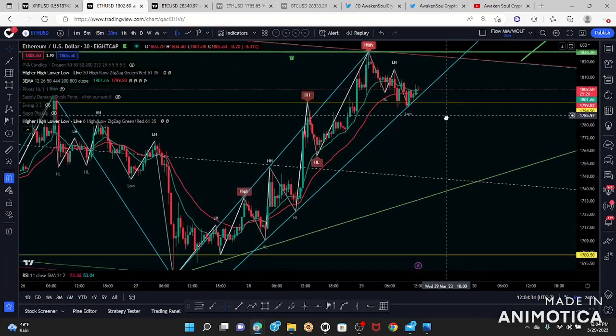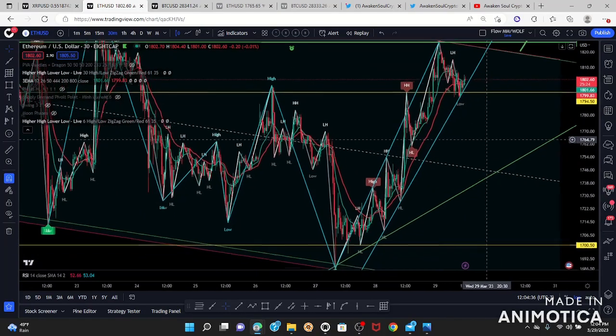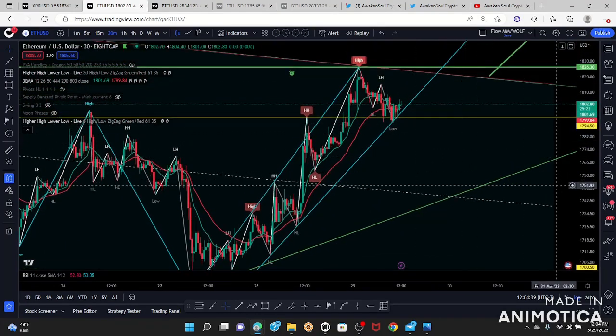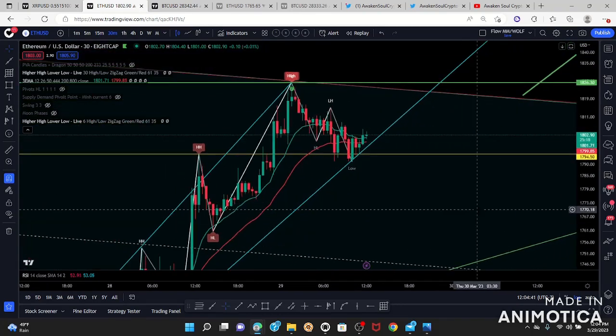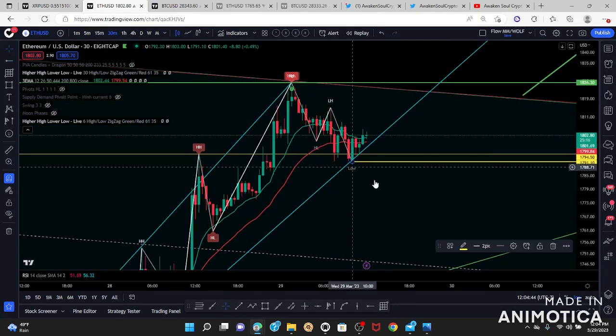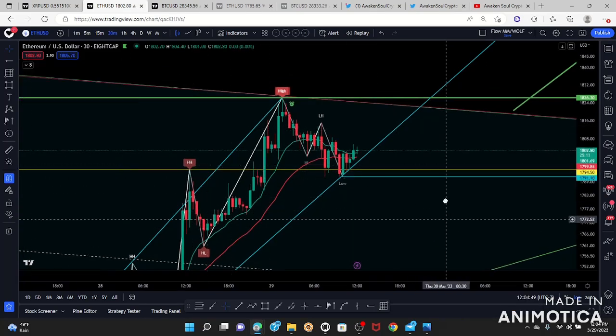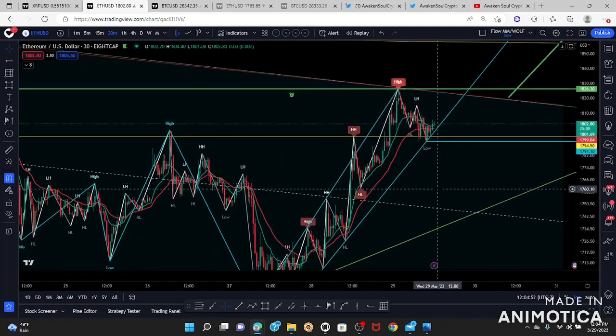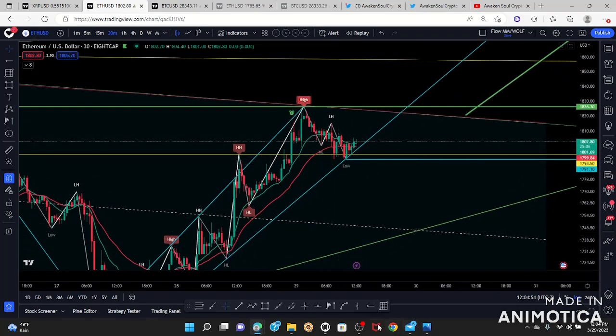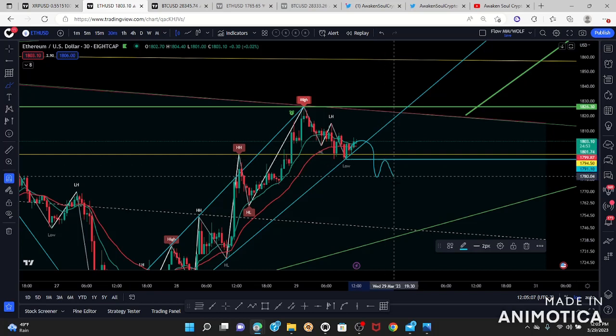Okay, so this would be my low. Okay, so for me to take a short, I want this low to break, I want this trend line to break, and I want my 12 and my 26 to flip bearish in the 30 minutes. For me to even consider a short: break, retrace, and then continue to the downside.